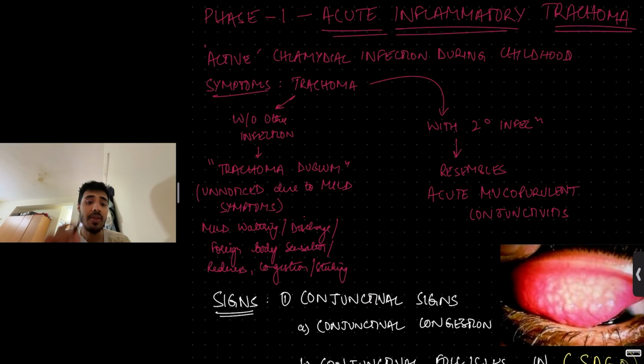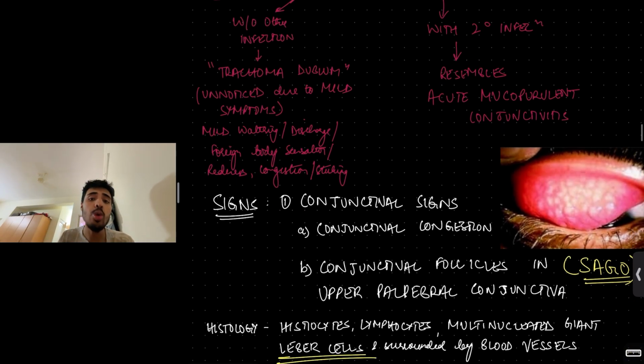But if this acute inflammatory trachoma is without any other secondary bacterial infection, then what happens is it often goes unnoticed because the symptoms are very mild. Mild watering, mild discharge, foreign body sensation, redness, congestion, sticking, all mild symptoms. All these general conjunctivitis symptoms are very mild, and because of that they go unnoticed. Hence, it is known as trachoma dubium. That is about symptoms. Then we come to signs of acute inflammatory trachoma.